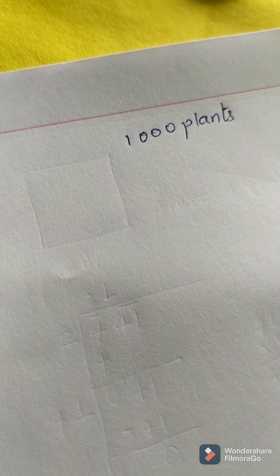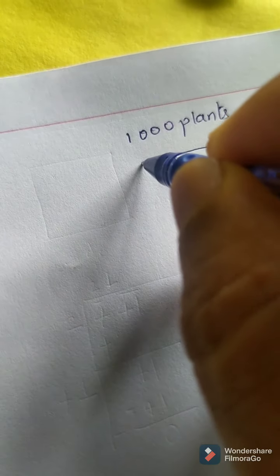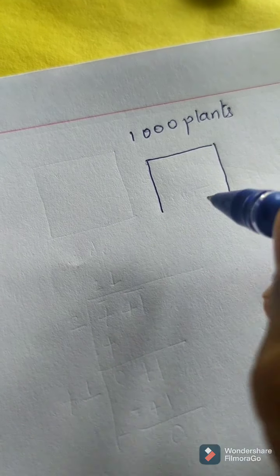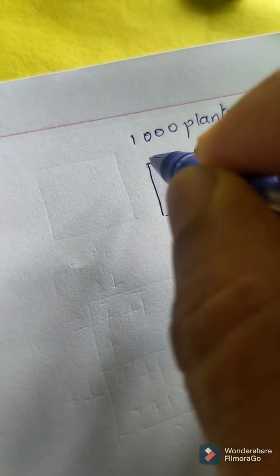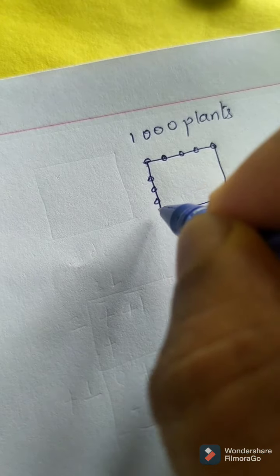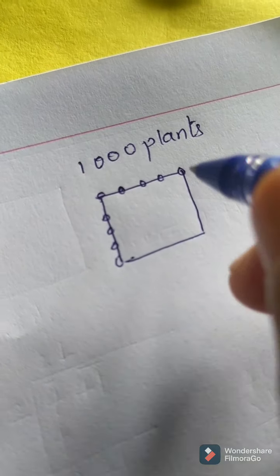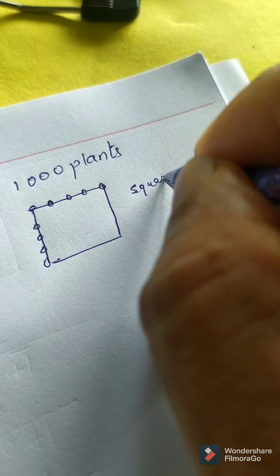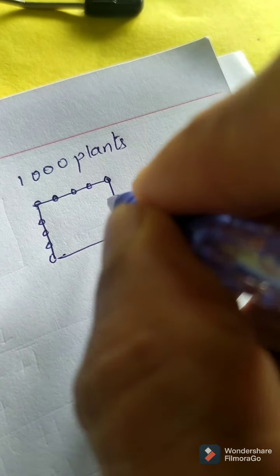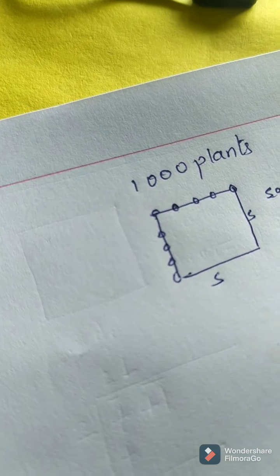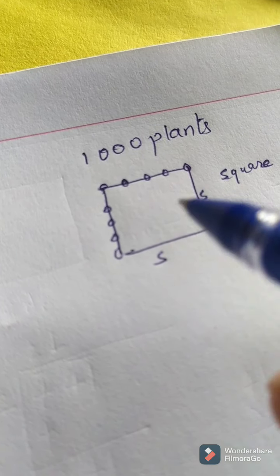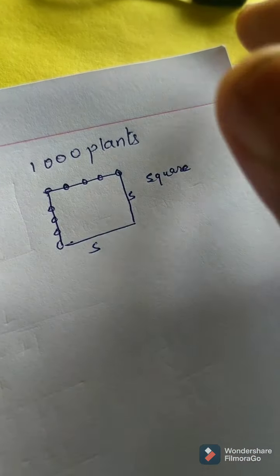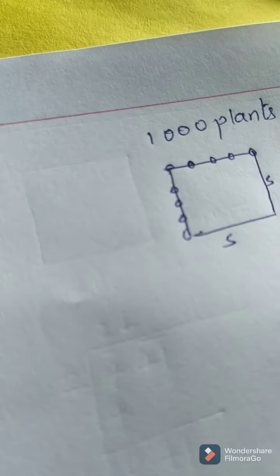and he wants to plant it in rows and columns like this. That means the number of rows and number of columns are equal. That means it will be in the form of a square, that is side into side. So he has to put those plants in a square form. So we have to find out the number of rows and columns and how many plants he needs.